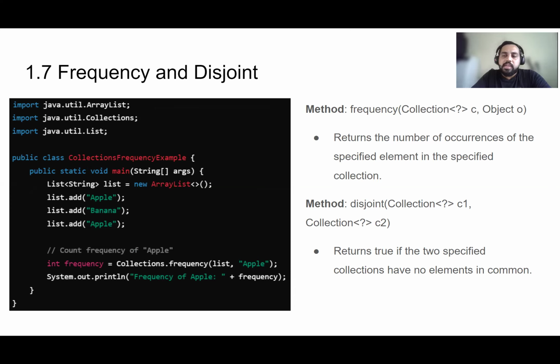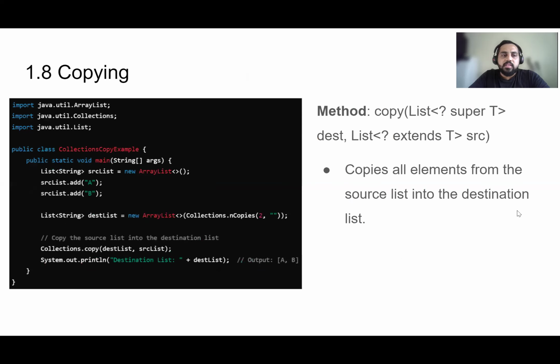In my case, it will give me true, because the first collection is 1, 2, 3 and the second collection is 4, 5, 6. Both collections are not connected anywhere; none of the elements are the same. It will give me true. If one of the elements is the same in both collections, it will give me false. That is what the disjoint method does. We can use this.